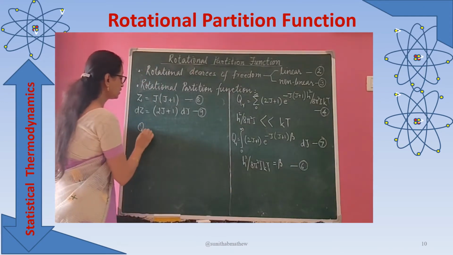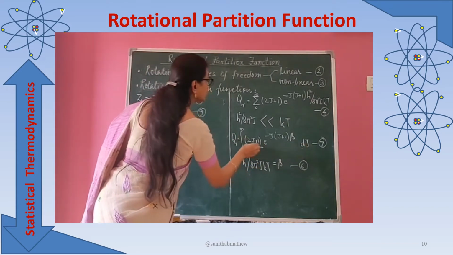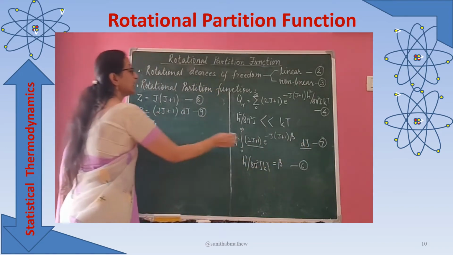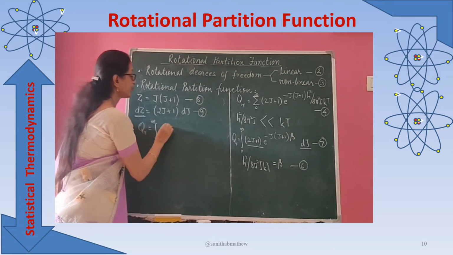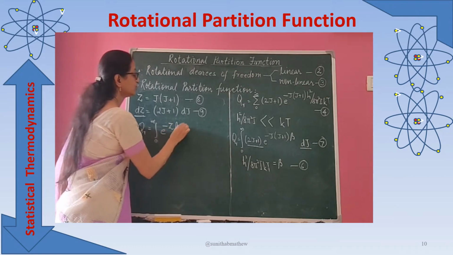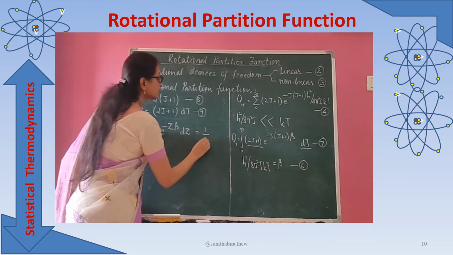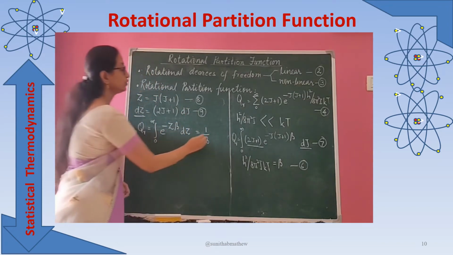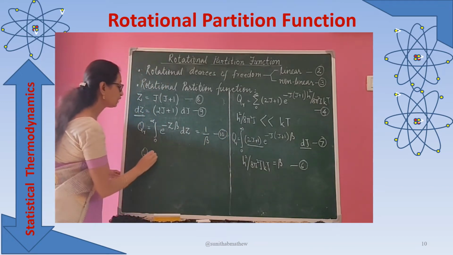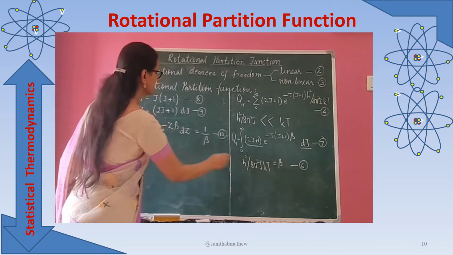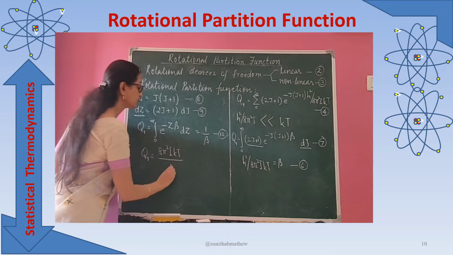We will get QR is equal to integration 0 to infinity 2j plus 1 dj. For this we will write dz, and for j into j plus 1 we will write z. So we have e to the power minus z beta dz. And for this type of integral, the standard integration gives 1 by beta. So let this be equation number 10. So what will be the value of QR? QR will be simply the inverse of this beta. That means this will be 8 pi square I kT upon h square.